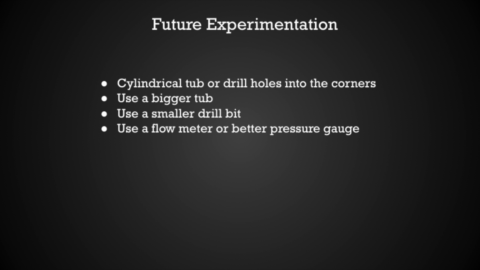Next, some things we could have done differently. We could have used a cylindrical tube or drilled holes into the corners so airflow reaches the corners. Use a bigger tube so the tubes reach the whole perimeter and there's even airflow throughout the bed. Use a smaller drill bit to avoid glass beads going into the tubes. Or install a flow meter for more precise velocity calculations and a better pressure gauge for more accurate calculations.